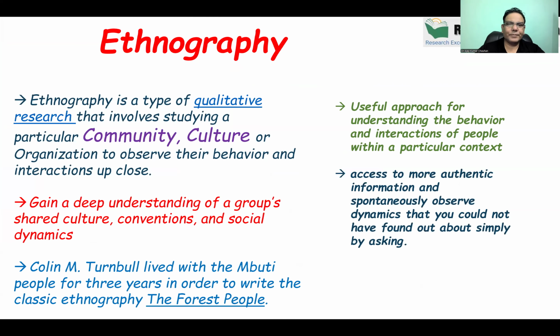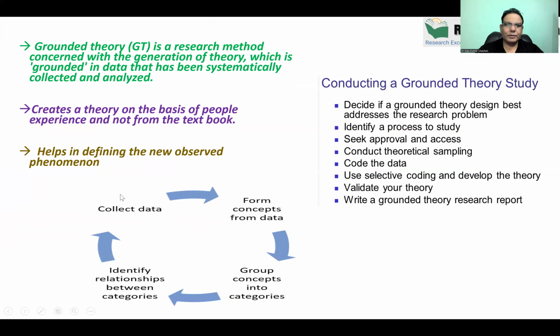Similarly, if I conclude, this is the flow chart of the grounded theory approach. Collect data, form concepts from data, group categories, identify relationships between categories. The grounded theory approach is a research method concerned with the generation of theory, or I call it knowledge creation, which is grounded in data that has been systematically collected and analyzed.